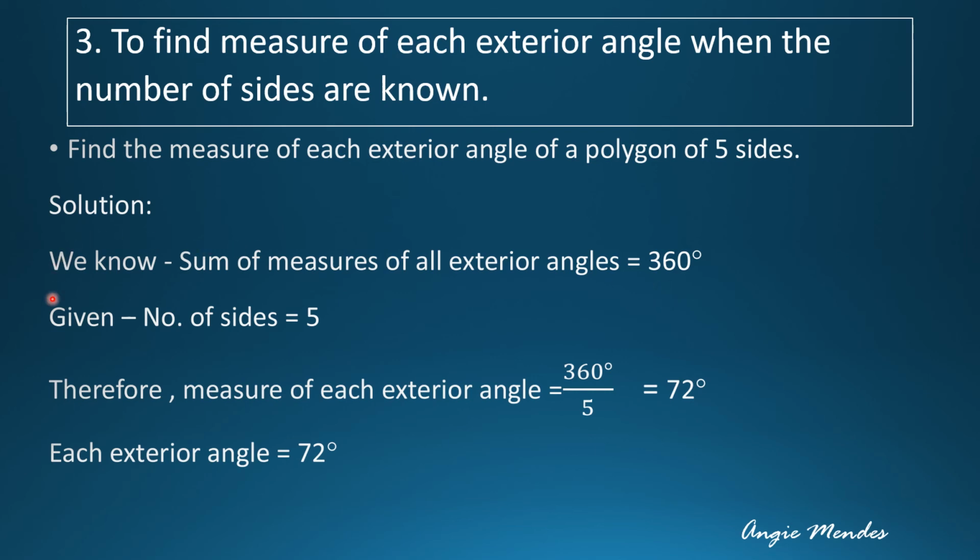So taking what we know and what is given, let us proceed further. We know the sum of measures of all exterior angles is 360 degrees. What is given is the number of sides, which is 5. So to find the measure of each exterior angle, we will take the sum of measures of all the exterior angles of a polygon and divide it by the number of sides. This will give us the measure of each exterior angle.